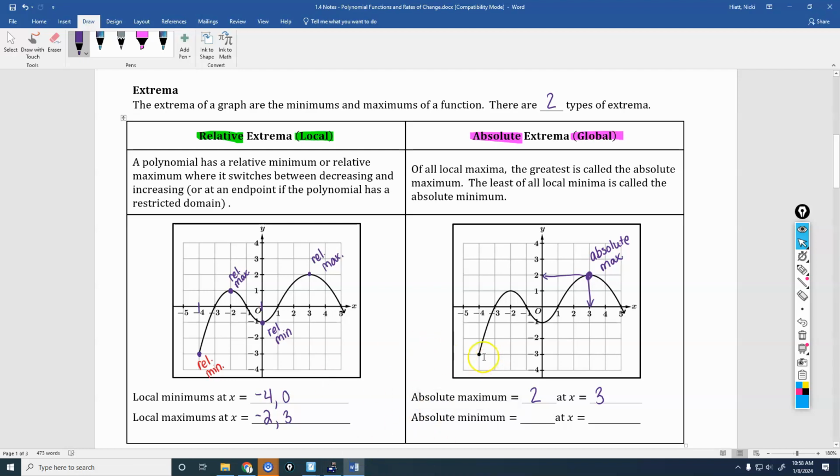This one, the -3? Yeah. That is what I wrote down on my paper whenever I was doing this. And then I looked at the key and I realized that is wrong. This is not your absolute minimum. Does anybody know why?